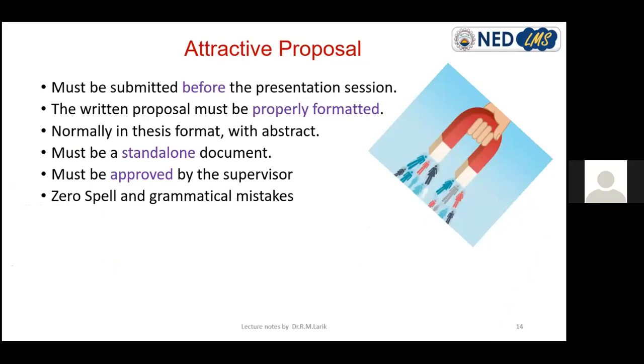So one thing is very important, that your proposal must be attractive. So what makes it attractive? You need to have a proposal which has zero mistakes, right? Properly formatted, no grammatical mistakes, no spelling mistakes, no formatting mistakes, and it must be a standalone document, and it must be approved by your supervisor before going to the committee of the examiners. So if it is attractive, definitely nobody will decline or refuse it, and definitely your proposal goes for the evaluation committee, and the evaluation committee will evaluate your proposal, right?